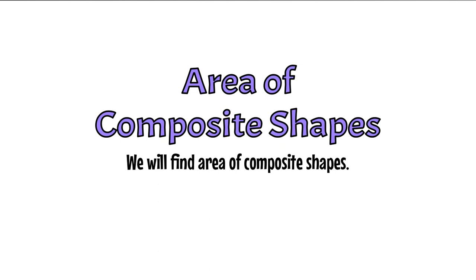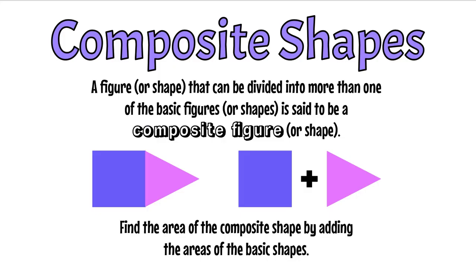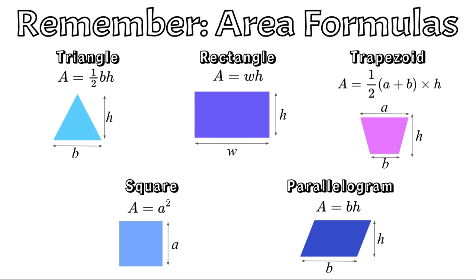In this video, we're going to learn how to find the area of composite shapes. A figure or shape that can be divided into more than one of the basic figures or shapes is called a composite figure. To find the area of a composite shape, we simply find the area of the basic shapes that it's made up of, and either add or subtract. To do this, we will need to remember the area formulas that we talked about in the previous video.